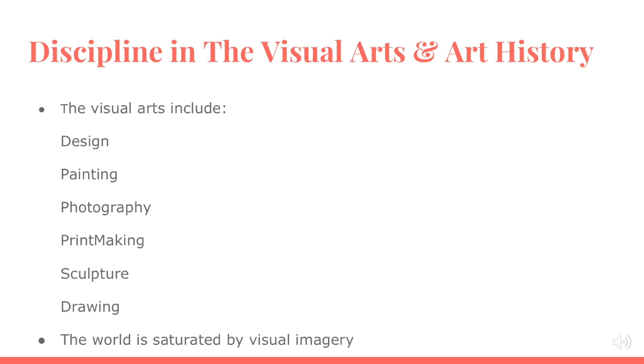Discipline in the visual arts and art history. The visual arts include design, painting, photography, printmaking, sculpture, drawing. I'll first focus on the visual arts aspect. The visual arts provides forms of communication that inform where we have come from and how this has shaped our current place in the world. We communicate visually through visual arts. Visual arts helps us learn to express thoughts, feelings, ideas, and actions in the development and creation of visual artwork.